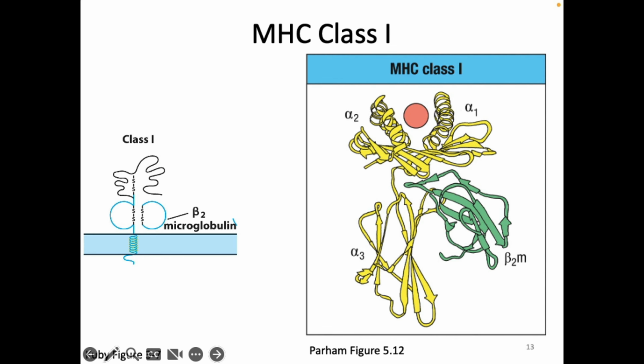You can see again that the alpha 1 and alpha 2 domains are coming together to make that peptide binding cleft. So it's the same protein that's making the peptide binding cleft. You'll notice that there are alpha helices on either side of where the peptide goes, and then there's a beta sheet underneath, holding it like a little platform.